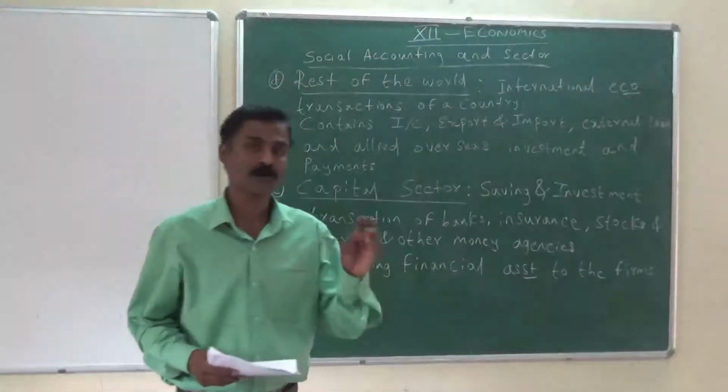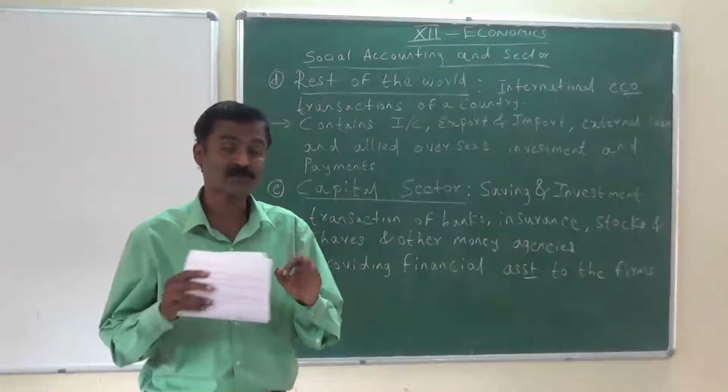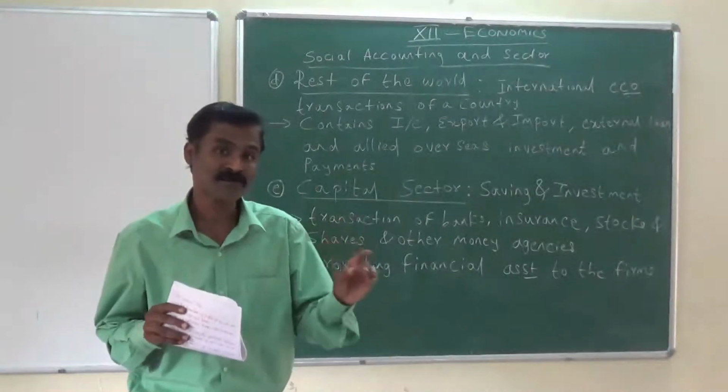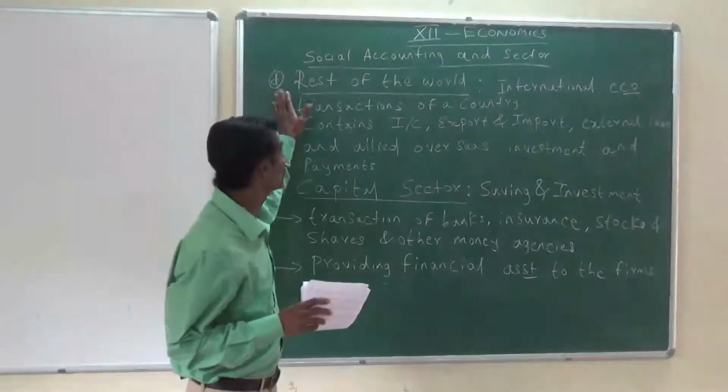Okay students, so we saw about firms, households and the government sector. Now all these things are within the country. The firm, household and the government sector are within the country. Now we'll see what is the main function of point D, the rest of the world.